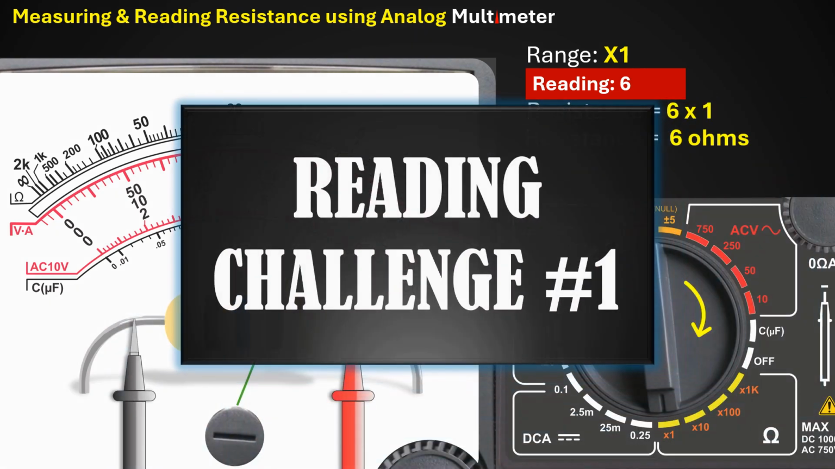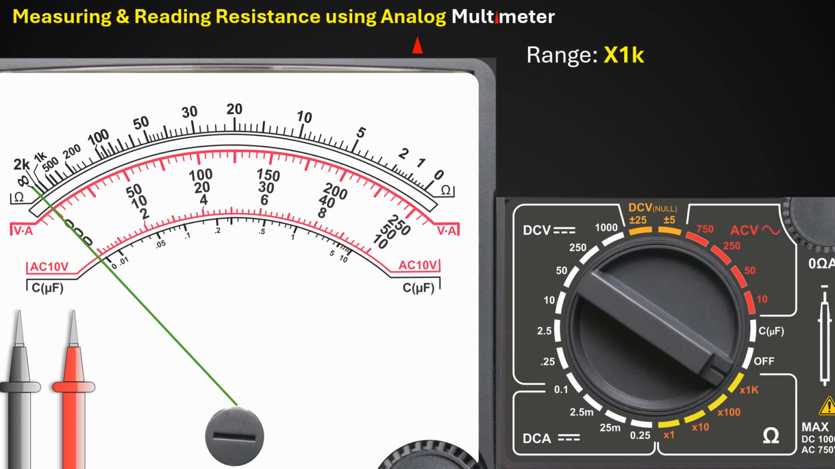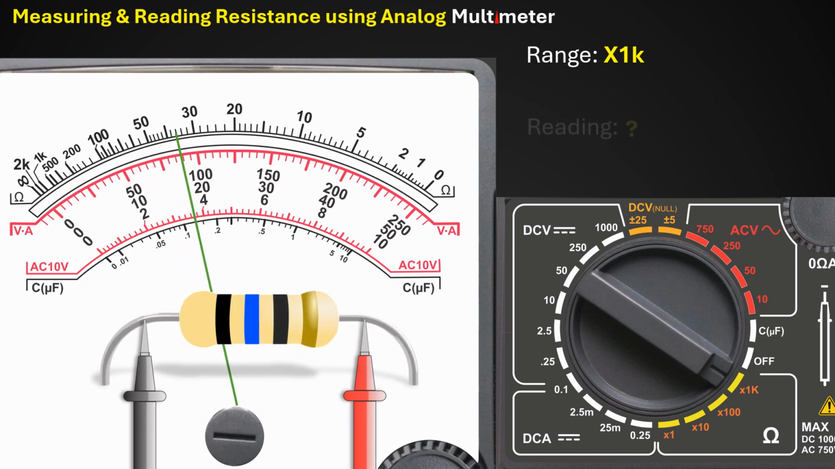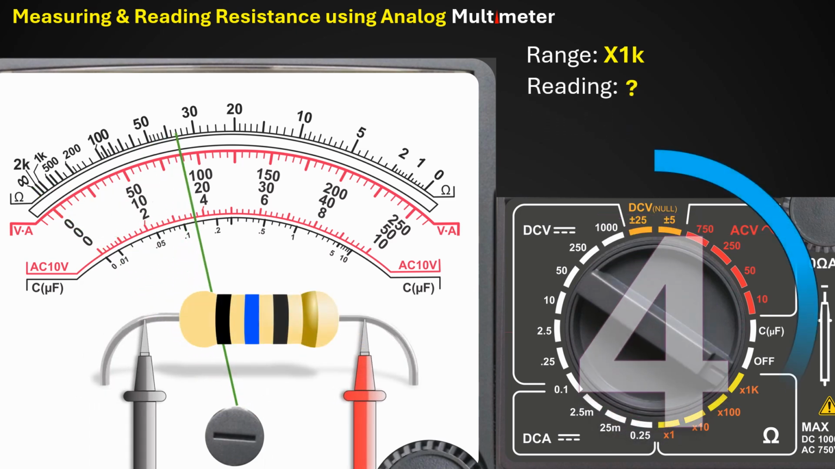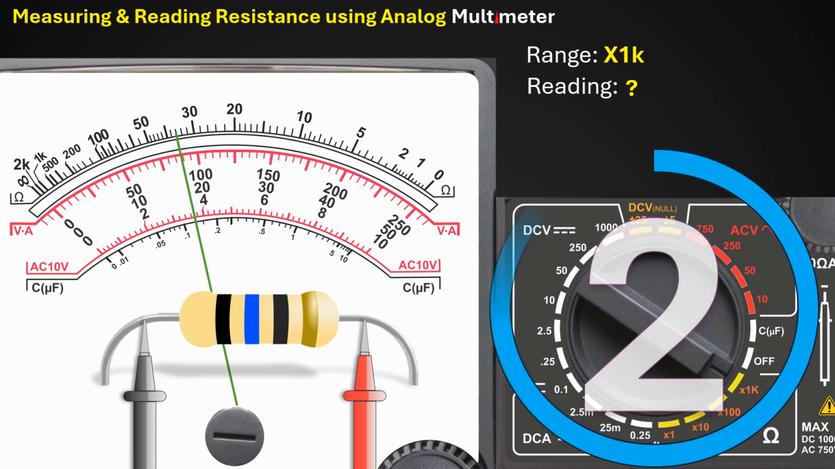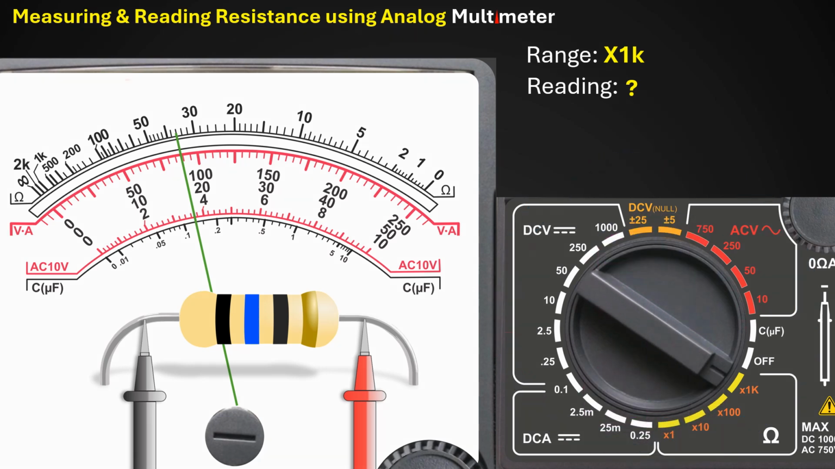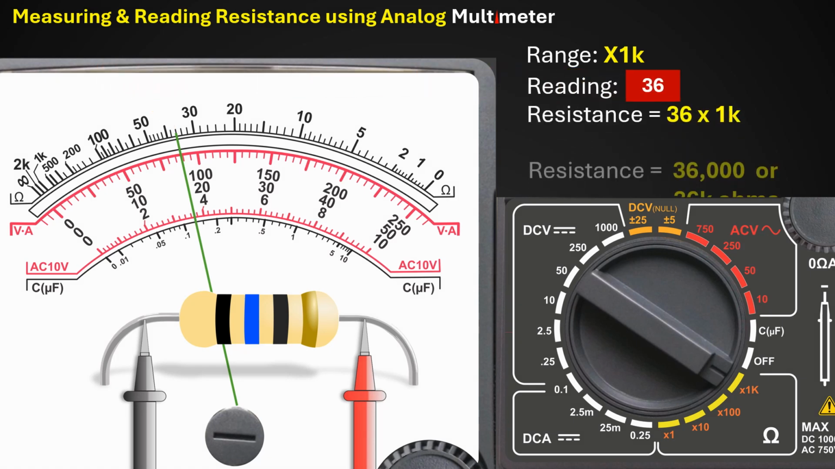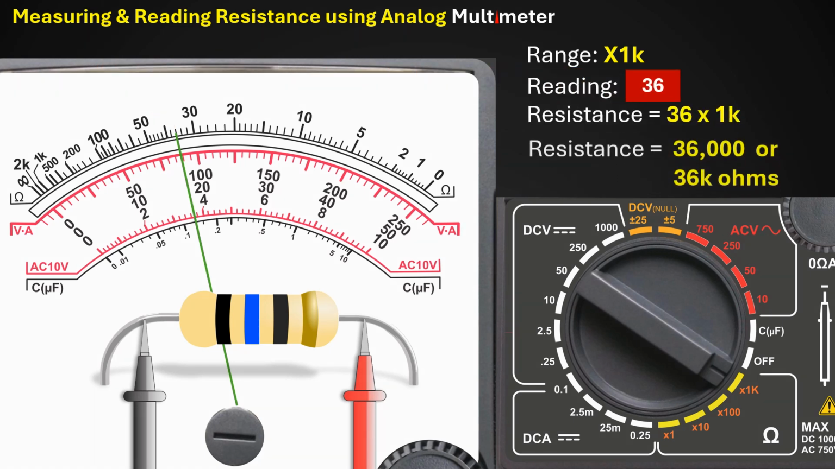Let's have some fun with a reading challenge. I'm going to set the range, connect a resistor, and then we'll figure out the resistance together. Challenge 1. The range is set to ×1K or 1000 ohms. What's the resistance? The needle points to 36 ohms, so we multiply 36 by 1000, giving us 36,000 ohms, or 36K ohms.